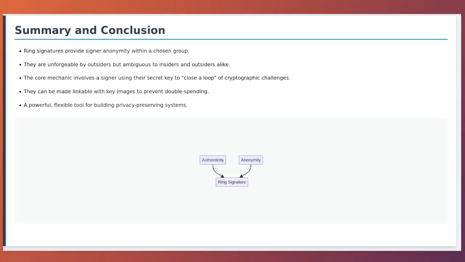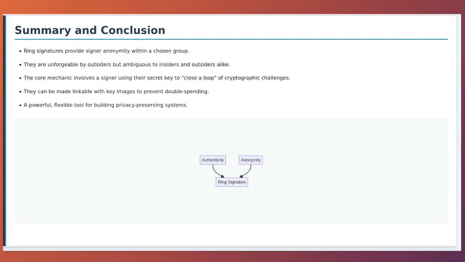Summary and conclusion. Today we've unraveled the clever cryptography behind ring signatures. We've seen that they provide a unique form of digital signature that offers group-level authenticity while preserving the anonymity of the individual signer. Their security is rooted in the three core properties of correctness, unforgeability, and, most importantly, signer ambiguity. We explored the elegant mathematical loop that a signer's private key creates and that a verifier checks. We also learned how this pure anonymity can be optionally modified with key images to create linkable signatures that prevent double spending in systems like Monero.